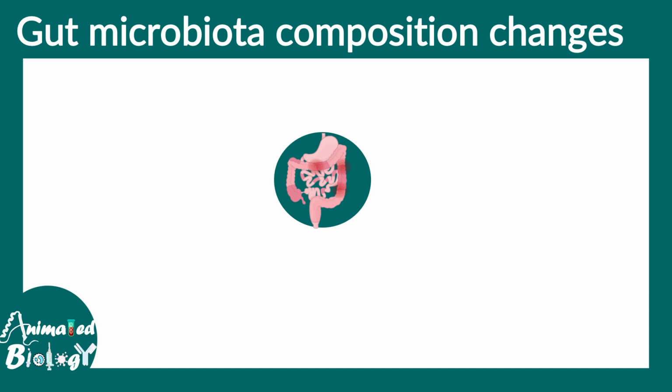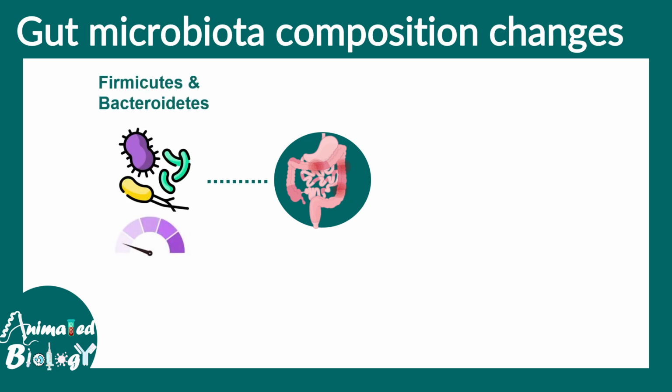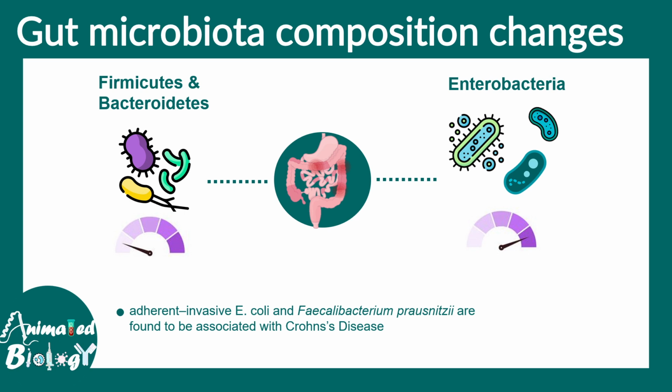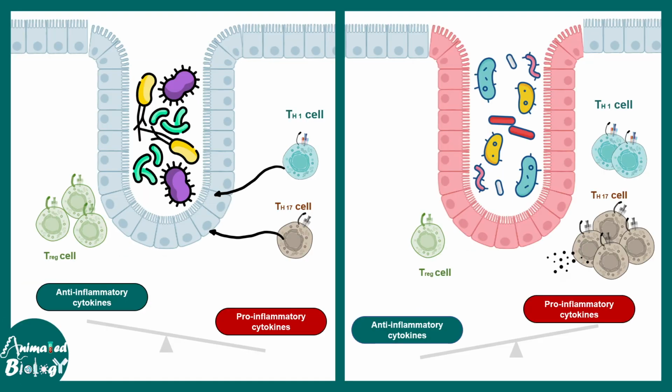So the gut microbiota is another important factor which dictates the pathology of Crohn's disease. Generally, it has been found that the Firmicutes and the Bacteroidetes are reduced in number in Crohn's disease, whereas the Enterobacteriaceae number has increased dramatically. Other than that, adherent-invasive E. coli and other kinds of pathogenic bacteria increase in Crohn's disease.